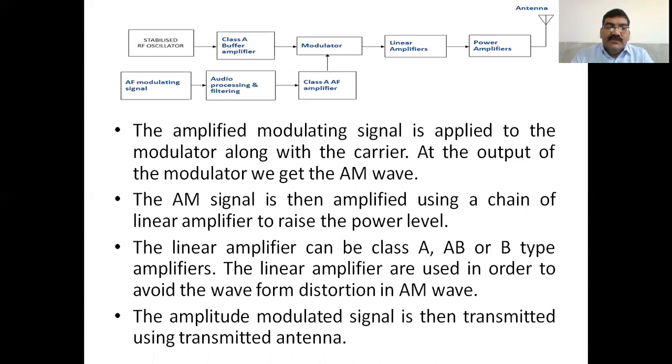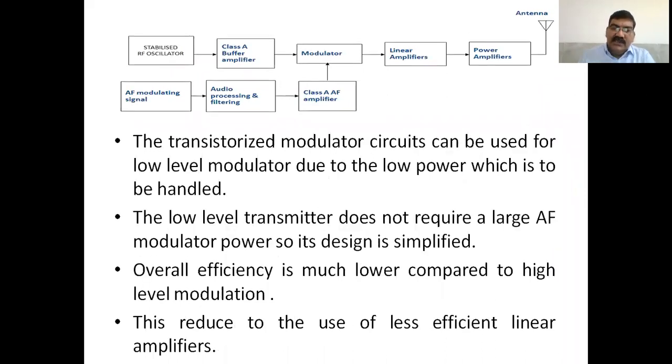The linear amplifier can be a class A, AB, or B type amplifier. Linear amplifiers are used in order to avoid distortion in the AM wave. So why are we using this linear amplifier? To avoid the distortion. Any class mentioned, A, AB, or B, can be used. Okay. Next. The amplitude modulated signal is then transmitted using the transmitting antenna. So your antenna is there at the last, and the amplitude modulated signal is transmitted. Okay. Next.